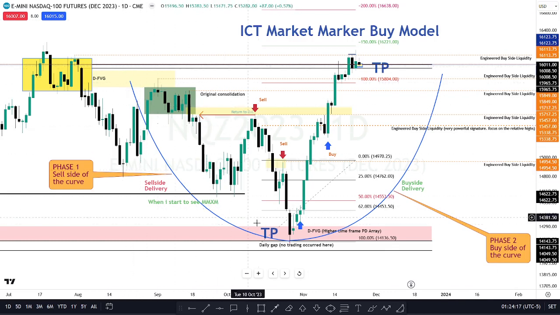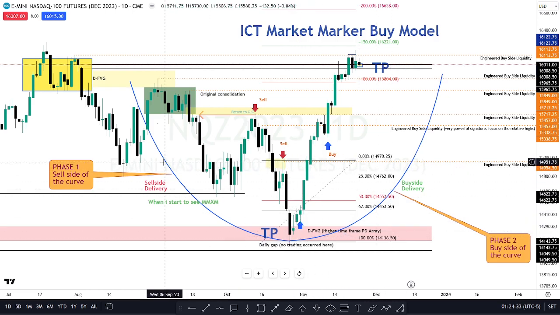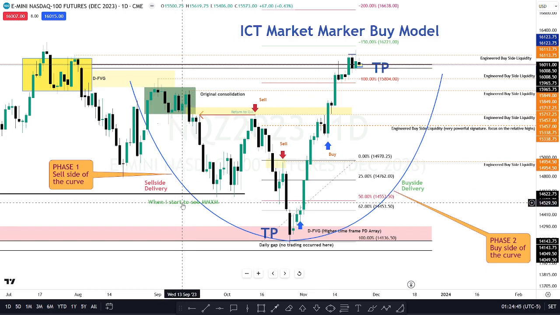We had a sell side of the curve and a buy side of the curve, and the market maker model works in two ways. I advised you last week that if you are new to this, you'd better focus on the second phase, not the first phase. Let the first phase give you the confirmation and lead you. Then utilize the first phase as a reference for your second phase trading.